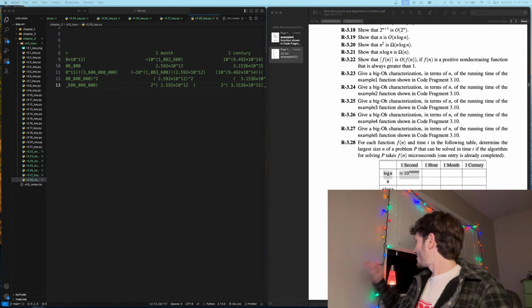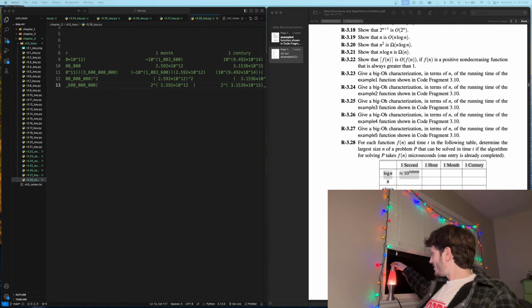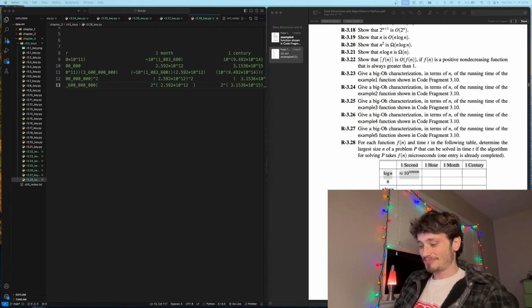And yes, the Christmas lights. And we got a lava lamp going here. We can shake that up, get it nice and bubbly.